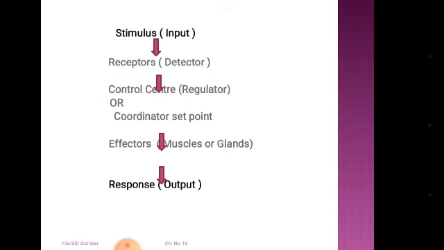Effectors are the muscles and the glands. These muscles and glands show the response according to the requirement. So in this case, if any harmful fluctuation takes place outside the environment, outside the cell, then the internal environment or internal cell structure, by the control system, maintains the body in a homeostatic condition.